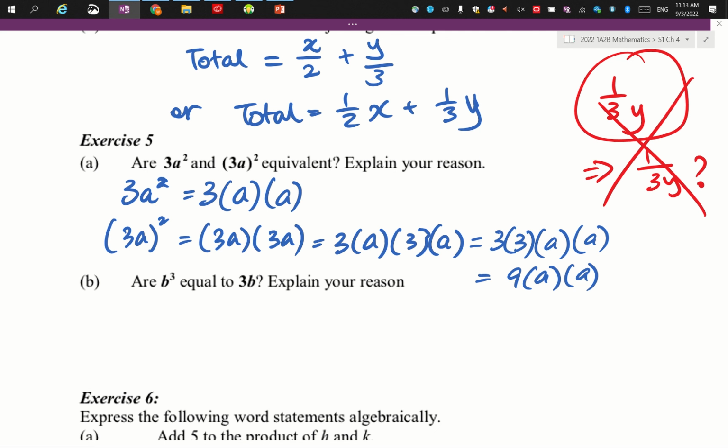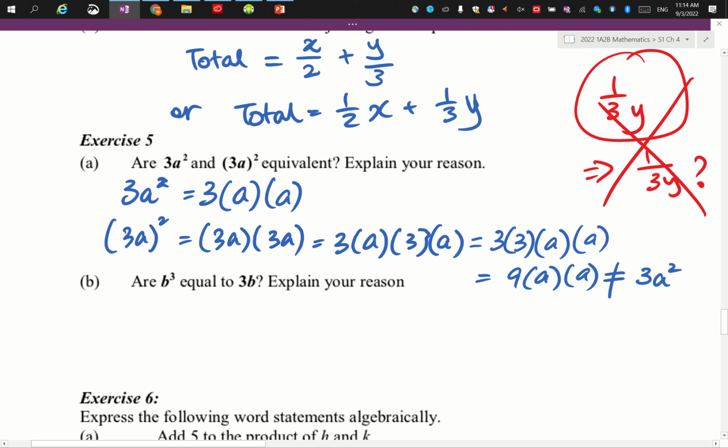3a times a versus 9 times a times a. Are they the same? Obviously very different already, right? The first case is 3a squared. The second case is actually 9a squared. They are different. So this is not equal to, see how I write the symbol, not equal to 3a squared. So you need to understand what the effect of having the square inside and outside the bracket means.